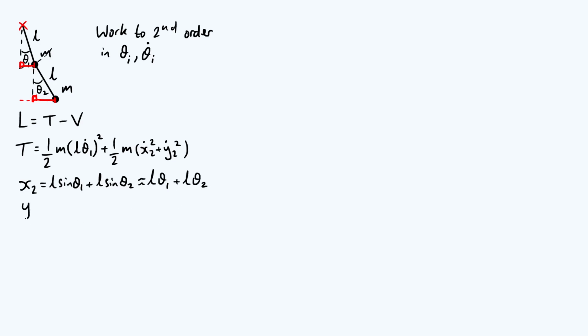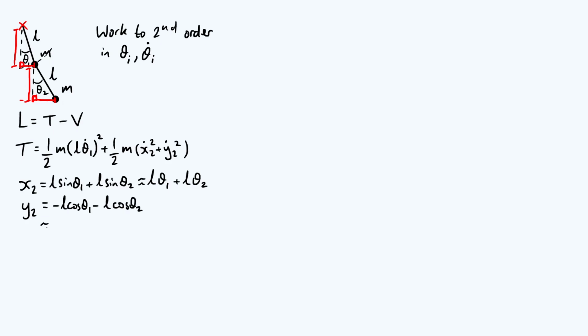So what about y2? Well, we can use a very similar method. It's just instead of sines, we want to use cosines this time, because we're looking at the y2 coordinate, which is the vertical distance. And so we want that bit there plus that bit there. So we just replace the sines with cosines. And we are also going to put minus signs in front of them, because I've defined the origin to be at the pivot there. In the state that I've drawn the system, both particles would have a negative y coordinate, right? So y2 is going to be minus L cos θ1 minus L cos θ2.